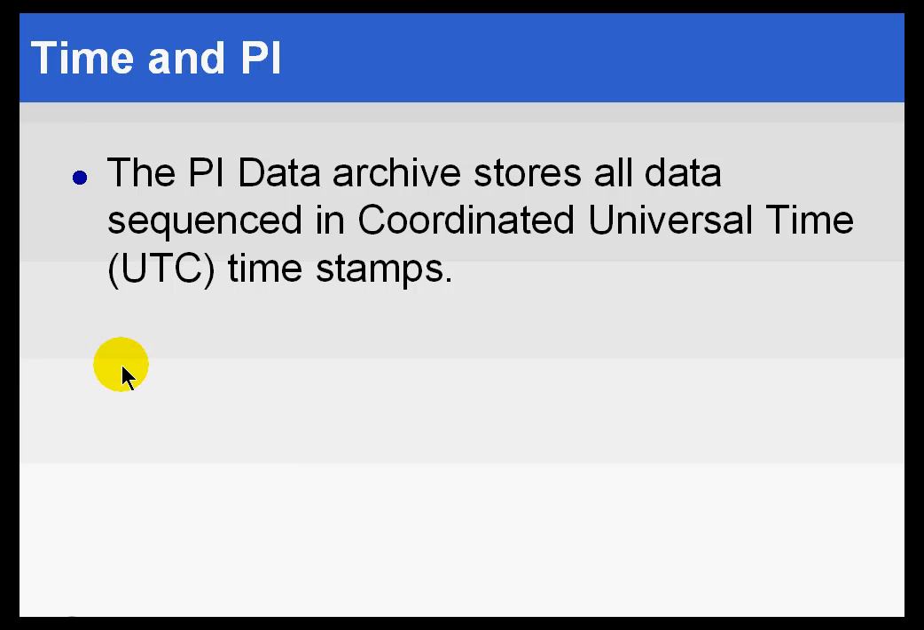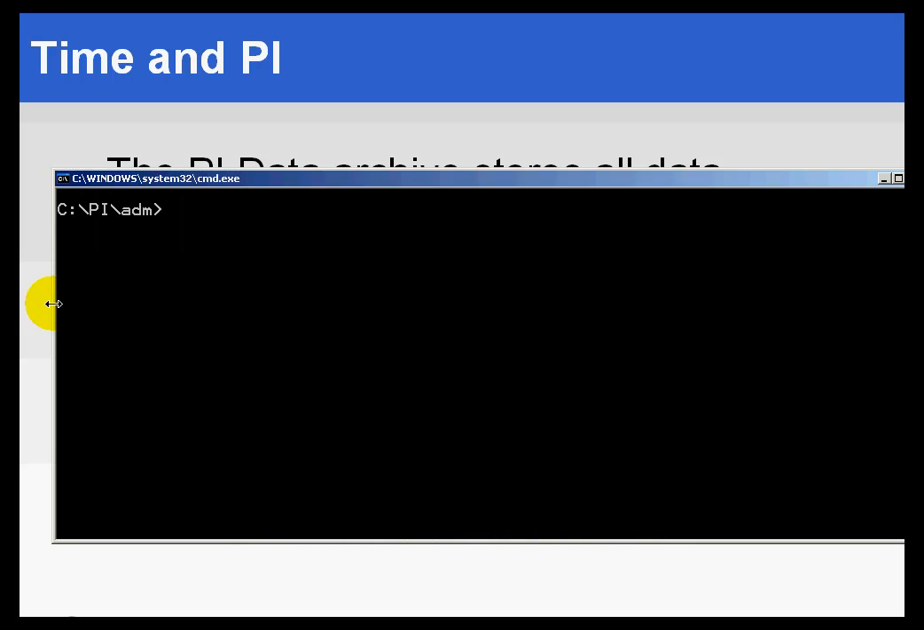Now, we actually store it as a 32-bit integer, counting off the number of seconds since January 1st, 1970 in Coordinated Universal Time. Let me show you a little utility that will demonstrate this. I'm going to use a utility called PIdiag, and as you can see here, we're in the pi/adm directory. So this is an administrative tool, just part of the regular suite of tools in Pi.